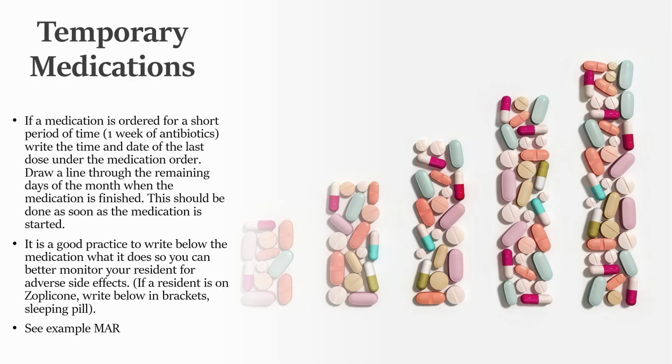Temporary medications. If a medication is ordered for a short period of time, for example, 1 week of antibiotics, write the time and date of the last dose under the medication order. Draw a line through the remaining days of the month when the medication is finished. This should be done as soon as the medication is started.